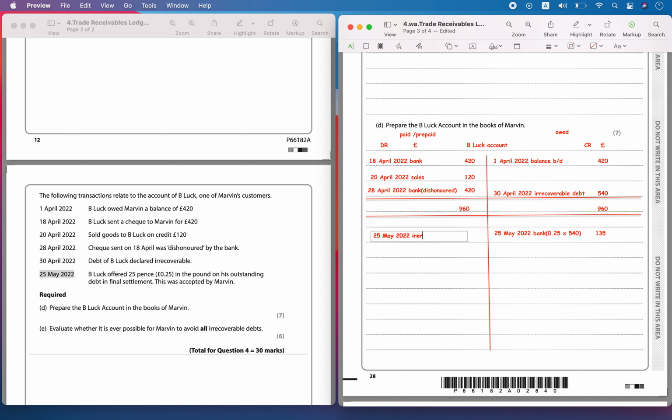So you will transfer it to irrecoverable debt recovered. Here also you are going to say that it's a closing account. You'll open the irrecoverable debt recovered account on that day and then transfer it to the income statement. So this is how you will do the account, and then you close it down by putting two lines underneath, because you are going to close down this account.